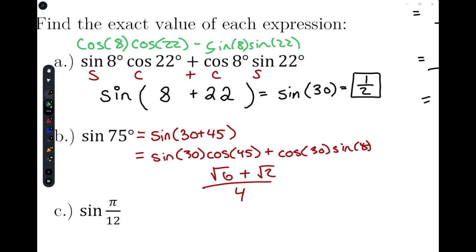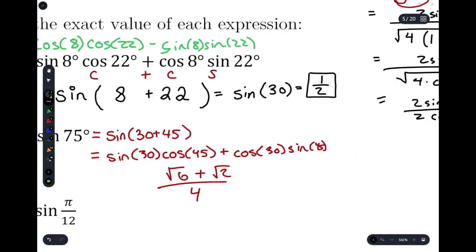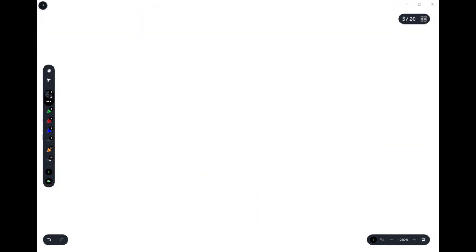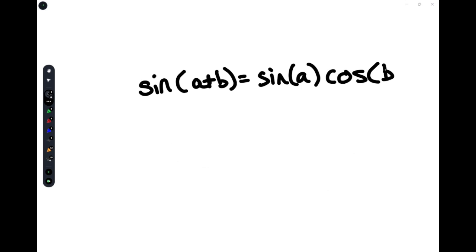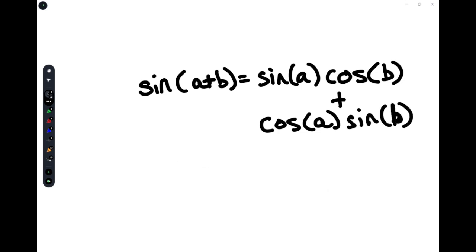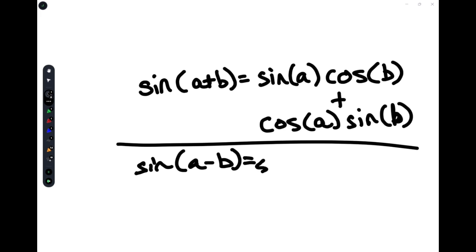Correct. Because the formula for that problem, let me get some blank space. There's 4 formulas. There's the sine of A plus B. Anybody know it? Sine of A, cosine of B, plus cosine of A, sine of B. There's another one. It's sine of A minus B. Sine of A, it's the exact same thing. But you just subtract.